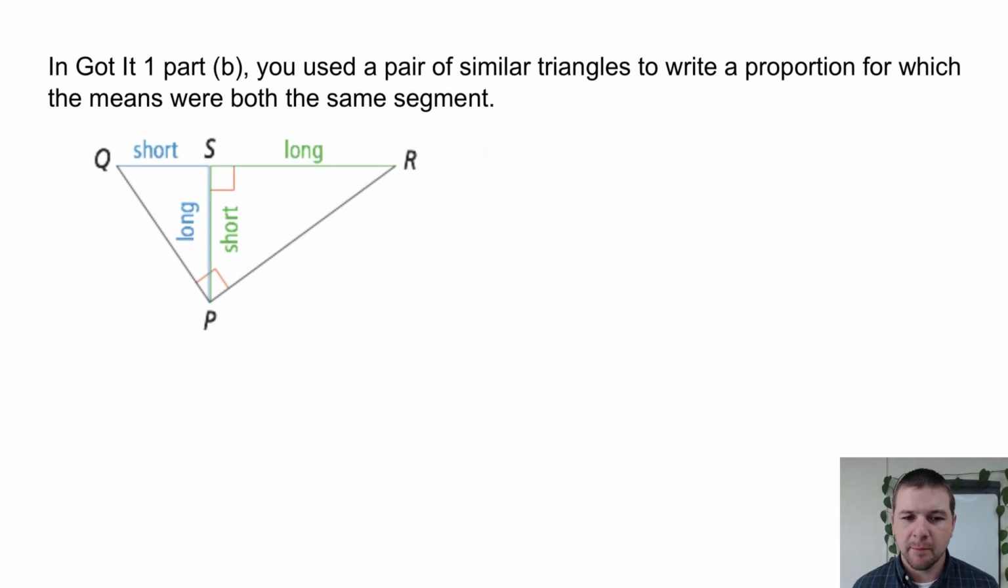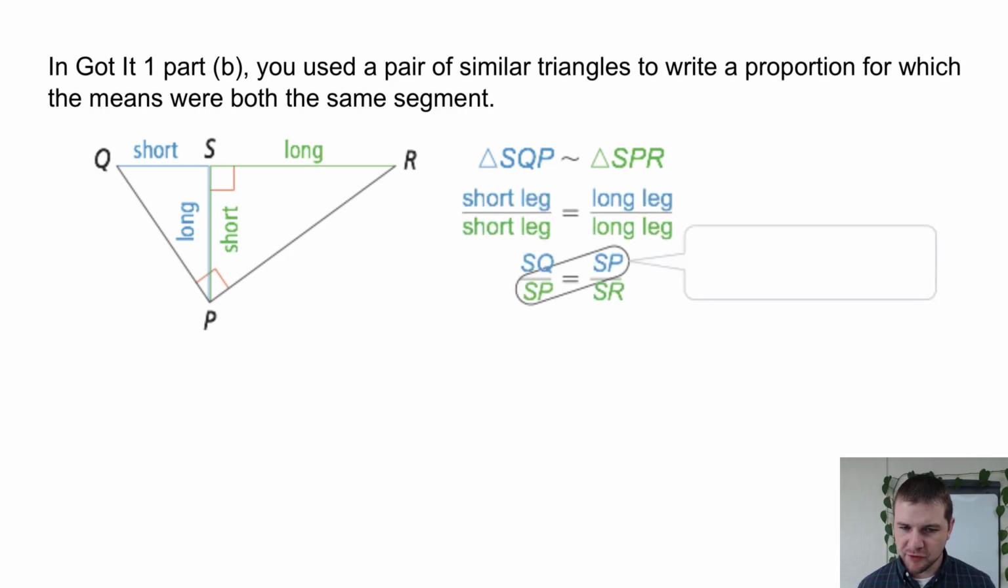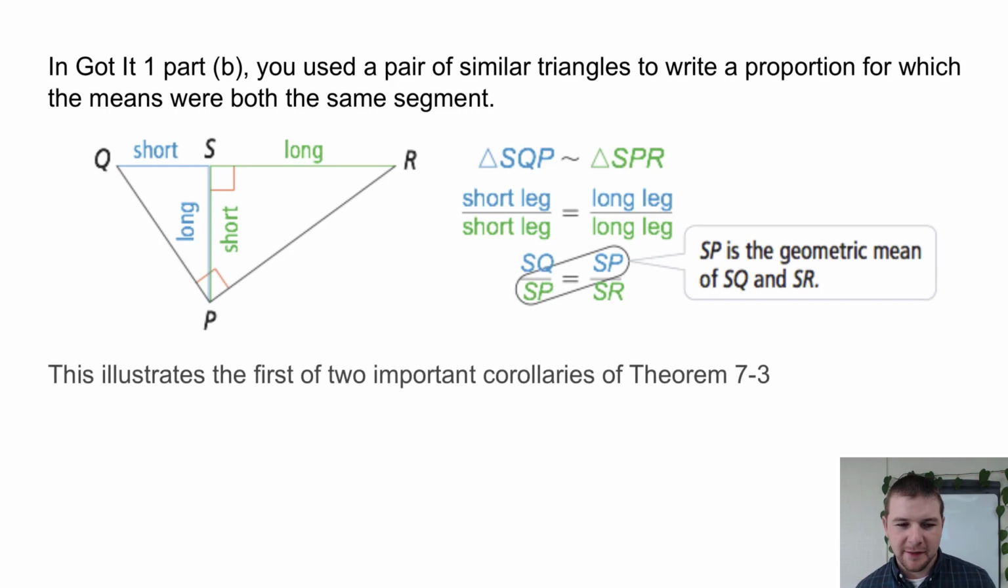In Got It 1, Part B, you used a pair of similar triangles to write a proportion for which the means were both the same segment. Recall the similarity statement: triangle SQP is similar to triangle SPR. We know the proportion is true that the short leg of triangle SQP over the short leg of triangle SPR equals the long leg of triangle SQP over the long leg of triangle SPR. Note that SP is the geometric mean of SQ and SR. This illustrates the first two important corollaries of Theorem 7.3.